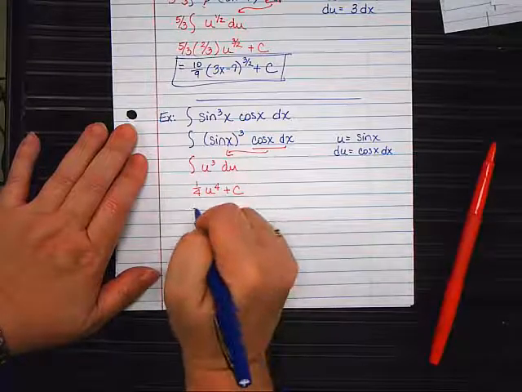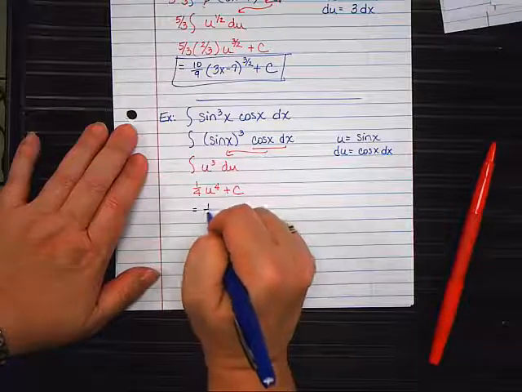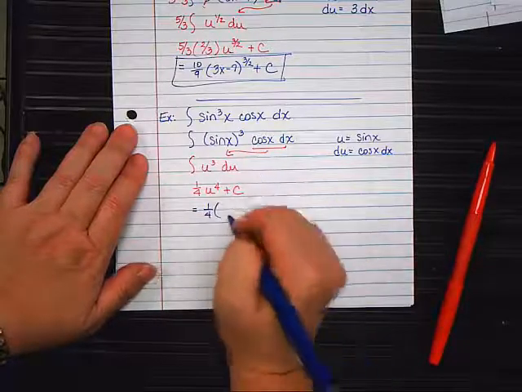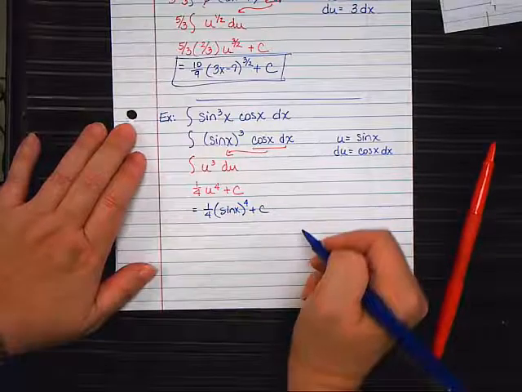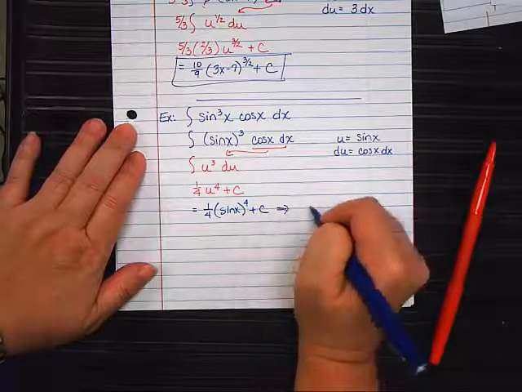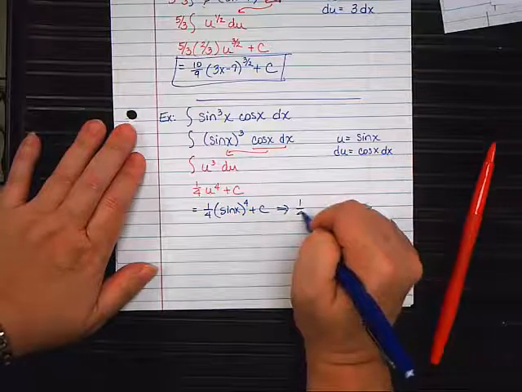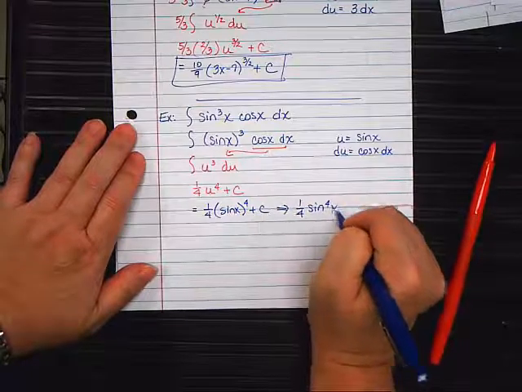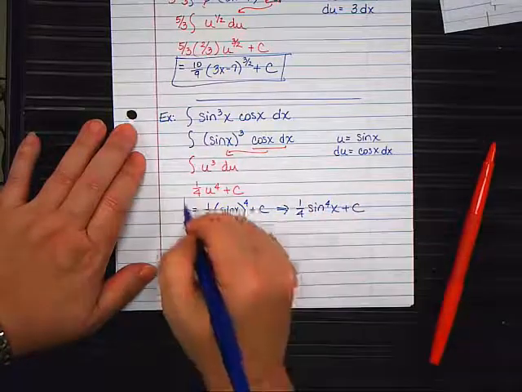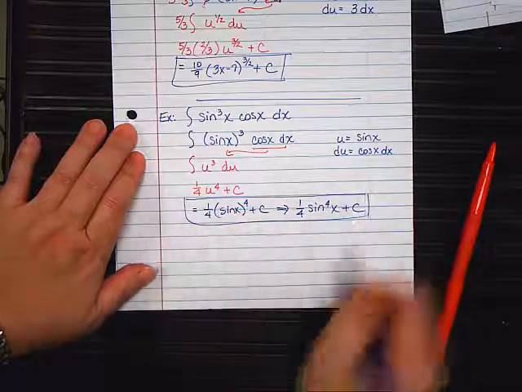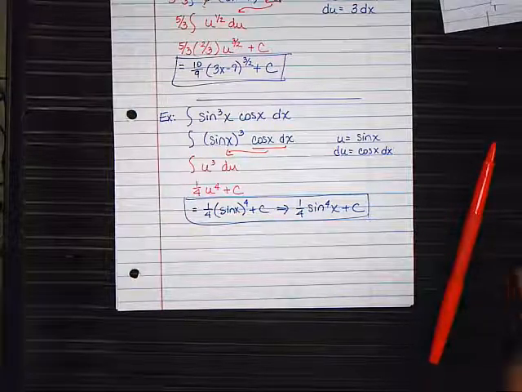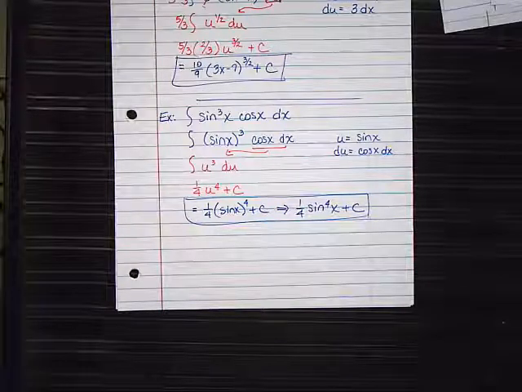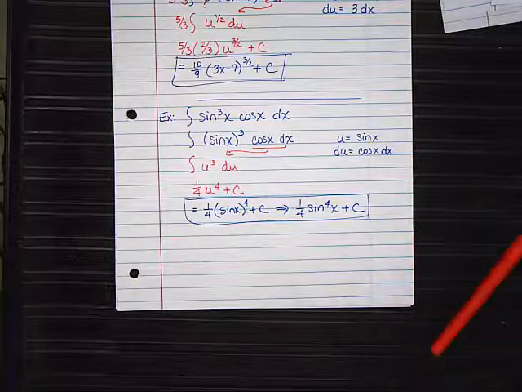Switch back to x's. 1/4 of sine of x to the fourth plus c. Or you can write it with the 4 back inside. 1/4 sine to the fourth of x plus c. Either answer is correct. Just put the 4 back inside where it came from. All right. Any questions on that problem?